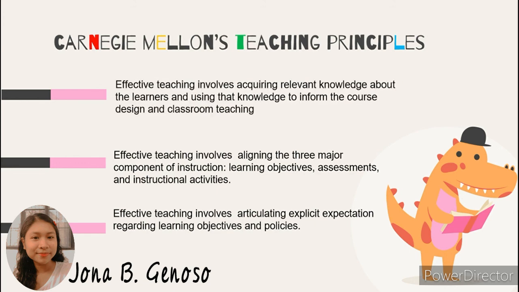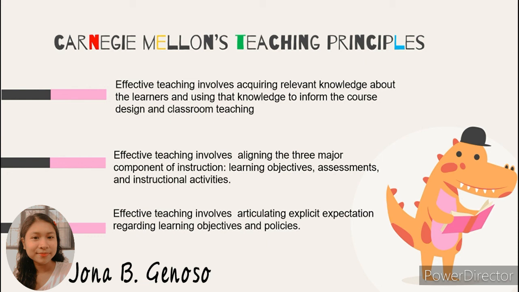The first principle is that effective teaching involves acquiring knowledge about the learners and using that knowledge to inform the course design and the classroom teaching. Learning happens when we connect new information to what we already know. When children have limited knowledge about the world, they have a smaller capacity to learn more.